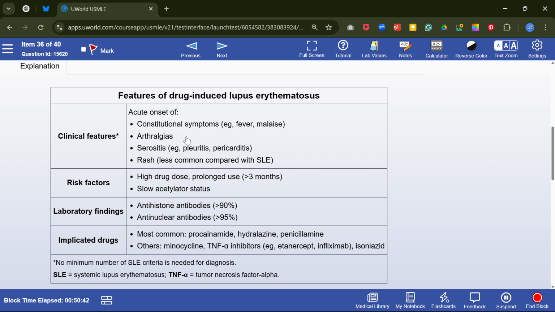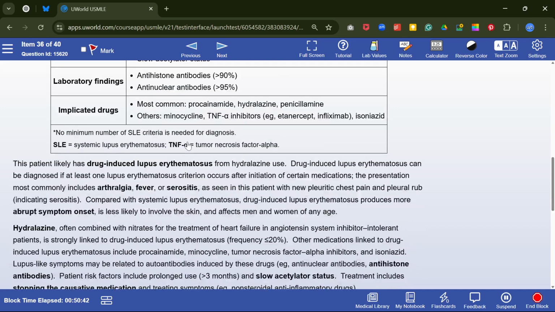Most common are procainamide, hydralazine, penicillamine, others like minocycline, TNF-alpha inhibitors, and isoniazid. Okay. This patient has drug-induced SLE from hydralazine use.